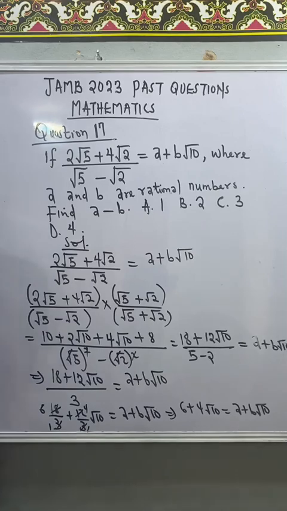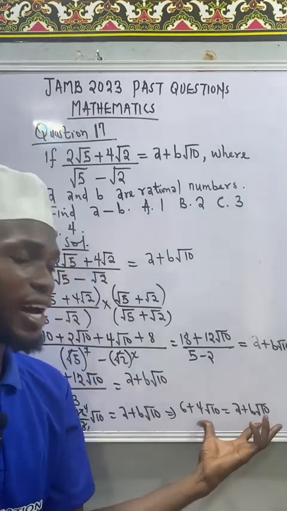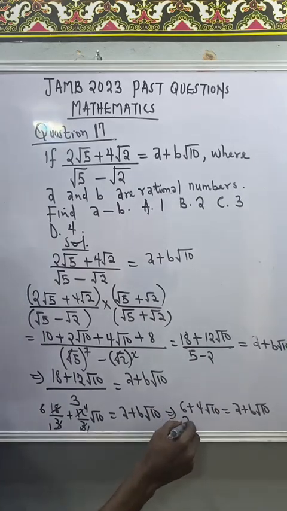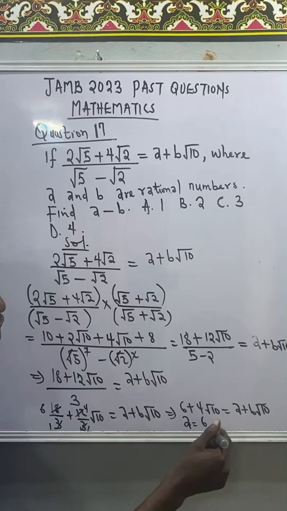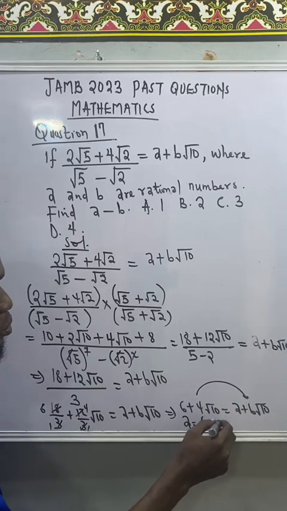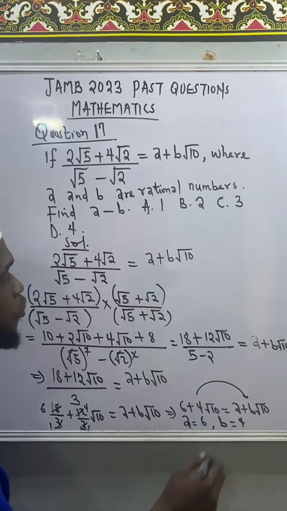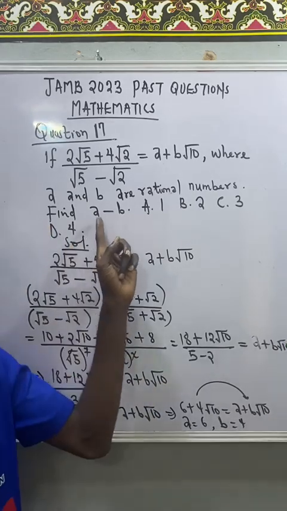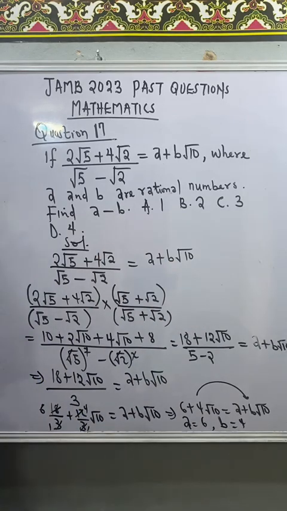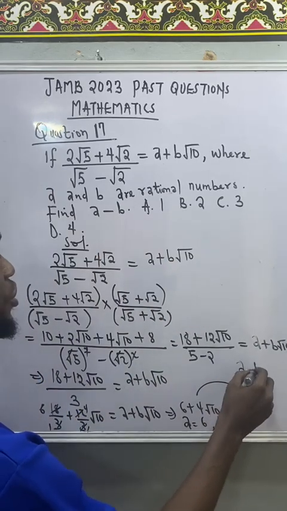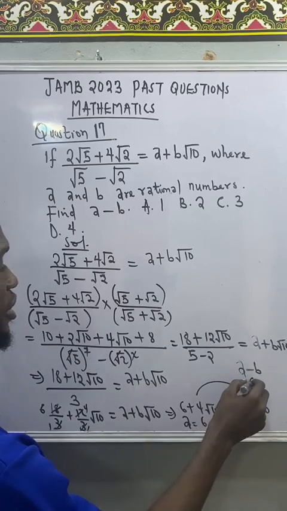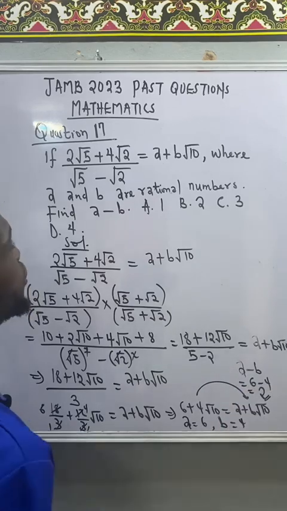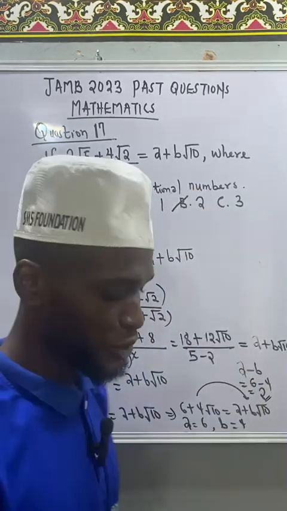Now, by comparing, we see that these are equivalent to each other. So correspondingly, we equate. That means a must be equal to 6 in this expression, and 4 must be equal to b. So b equals 4. That means we are not done yet. The question is asking for a minus b. A minus b will now be 6 minus 4, which gives me 2. So the correct answer is option B. Thank you.